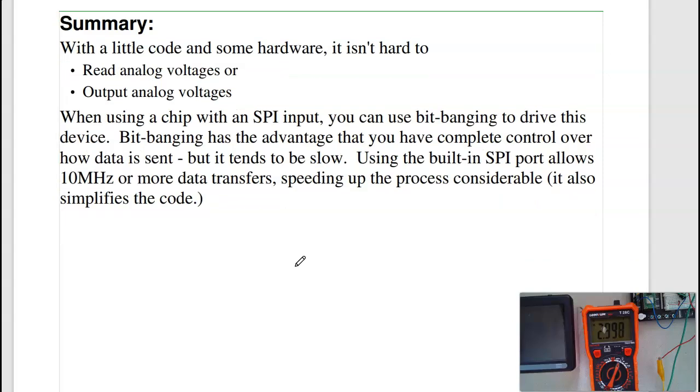So in summary, with a little bit of coding and some hardware, it isn't hard to read analog voltages. It isn't hard to output analog voltages. When using a chip with an SPI input, you can use bit banging to drive this device. Bit banging is nice because you've got complete control over what's going on, but it tends to be slow. If you're willing to figure out the SPI port, it's actually much easier, and you can send data much faster at 10 megahertz. But with that, you now have access to analog inputs and outputs. That's lecture number 9 for ECE476.